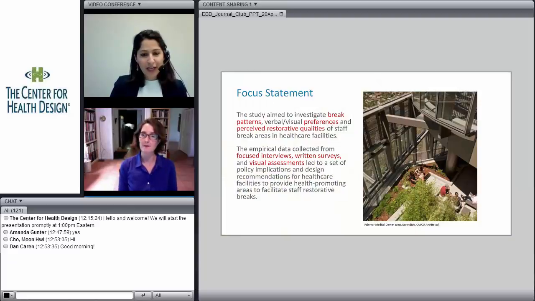So just a summary of this session. This paper came out of my doctoral study at Texas A&M, and the main aim of this study was to investigate staff break areas and staff respite areas, their break patterns, their preferences, and perceived restorative qualities of these areas within healthcare facilities. And we conducted this research by implementing 3 methodologies: focus interviews, written surveys, and visual assessment. And the study led to a set of policy implications and design recommendations that we are going through in this presentation.